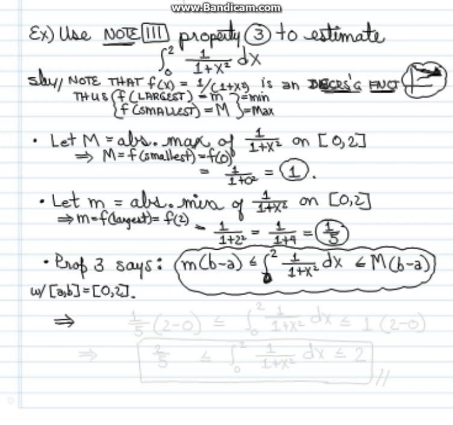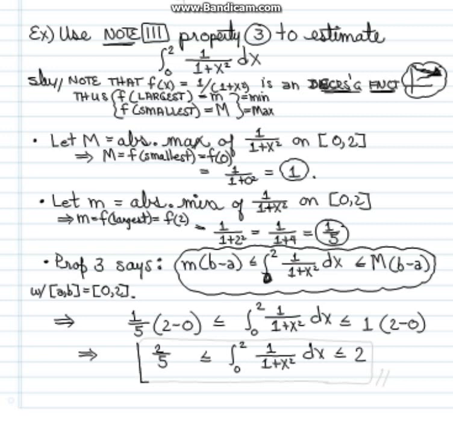So that implies little m, which we found to be equal to 1/5, times b minus a, which is 2 minus 0, is less than or equal to our definite integral, is less than or equal to the capital M value, which we found to be 1, times b minus a, 2 minus 0. So what we found is that 2/5 is less than or equal to our integral, is less than or equal to 2. They had asked us to find an estimate of the integral. Here's an estimate. The value of this integral lies between 2/5 and 2.